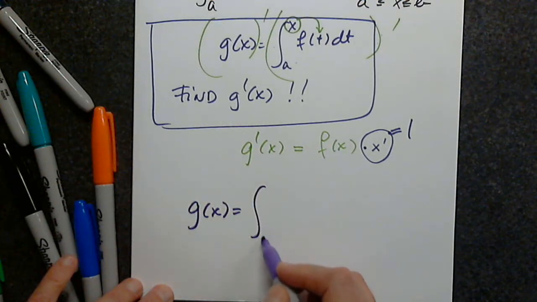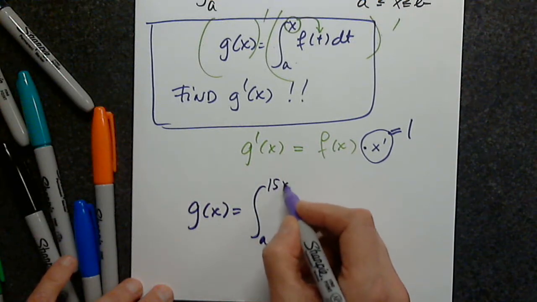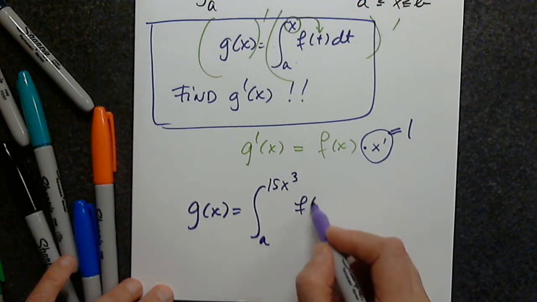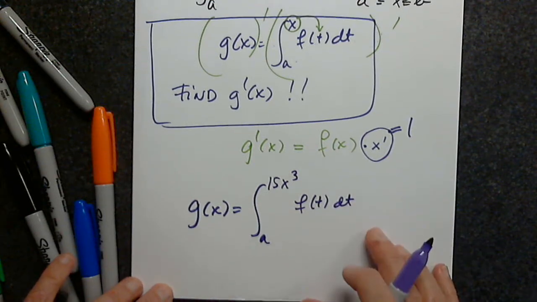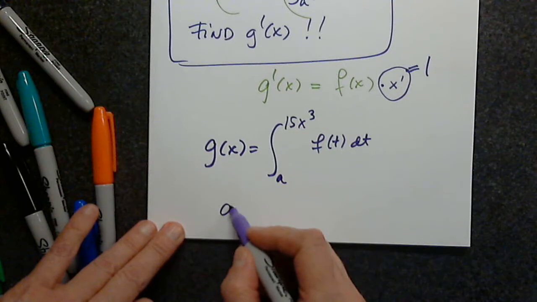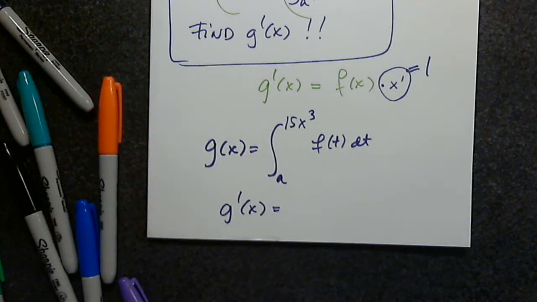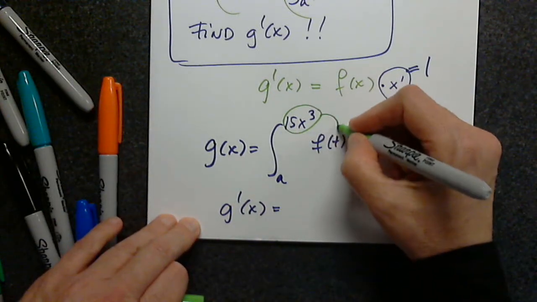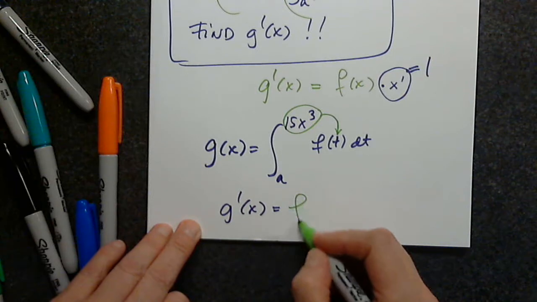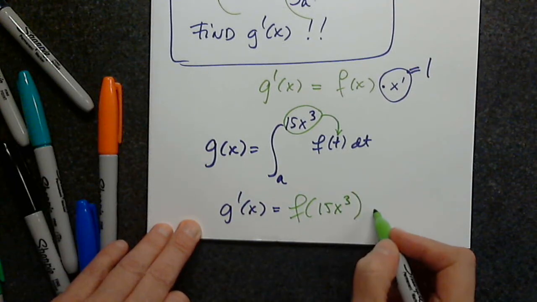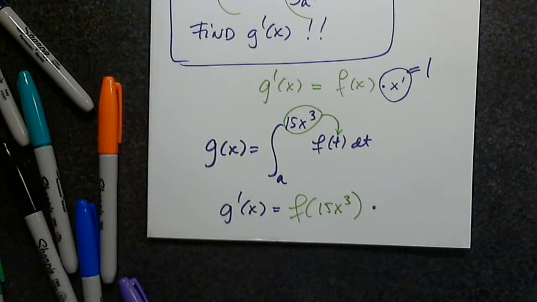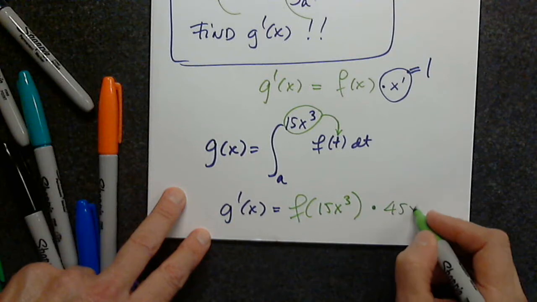Now let me give you a very simple example. What if I have this from f of t dt? And now I'm asking you, find g prime of x. What will you do? You will proceed in the same way, but times the inner function prime, which will be 45x squared.